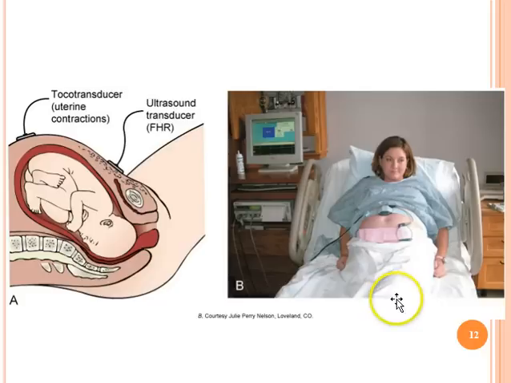Then this picture shows the ultrasound transducer is placed below the umbilicus over the area where the fetal heart rate is best heard, and the tocotransducer is placed on the fundus of the uterus. So this is what you guys will be doing in the hospital, hooking moms up to the external fetal monitor.